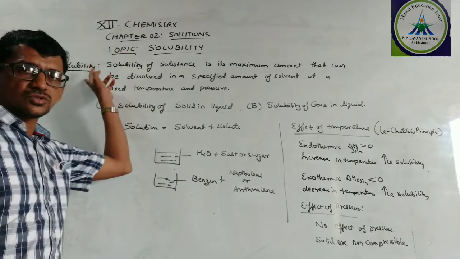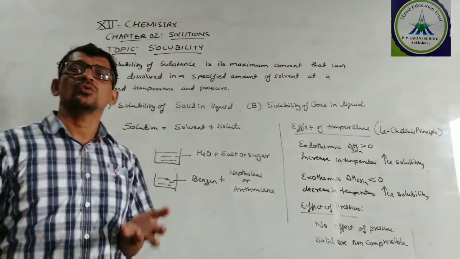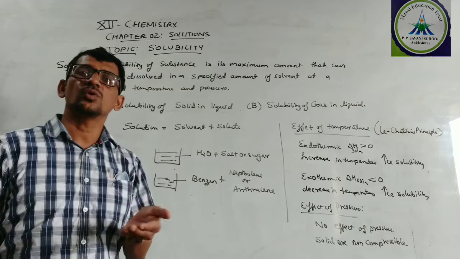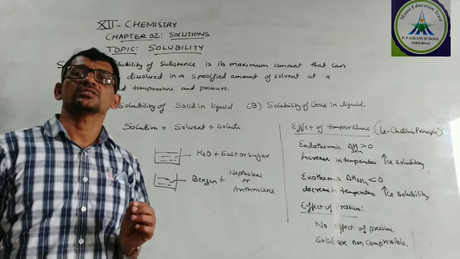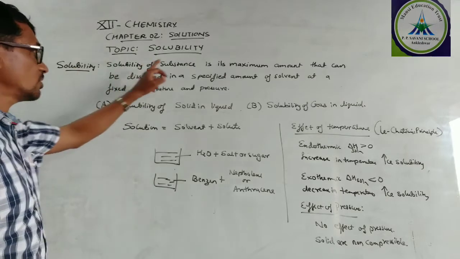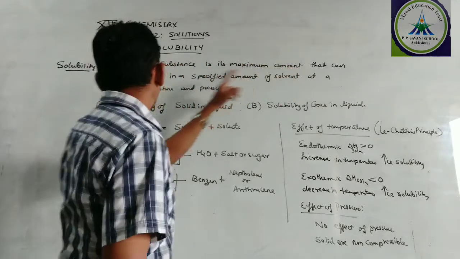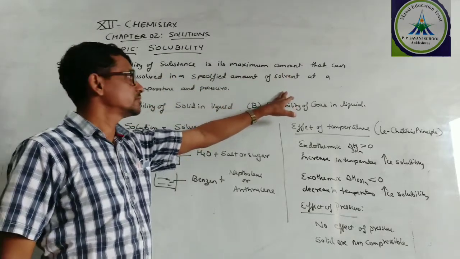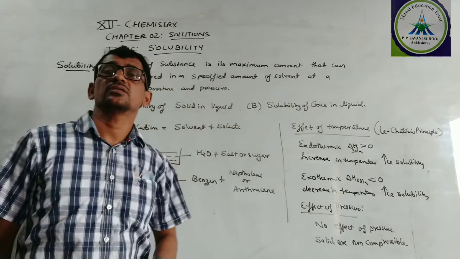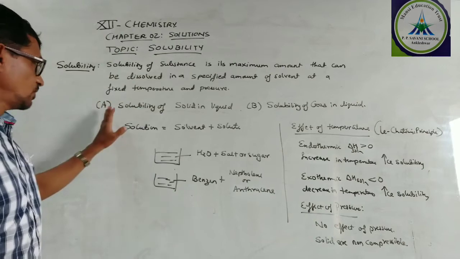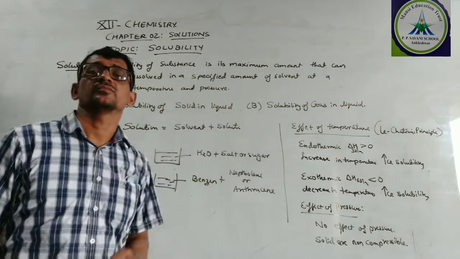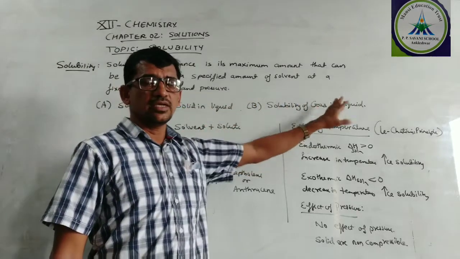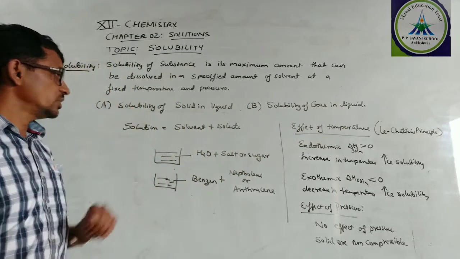So solubility means the maximum amount of solute that can be dissolved in 1 liter of solvent at constant temperature and pressure. Again I revise: the solubility of a substance is the maximum amount that can be dissolved in a specific amount of solvent. You take 1 liter at fixed temperature and pressure, that is solubility. We discuss two types of solubility, solid in liquid and gas in liquid. First we go to solid in liquid.